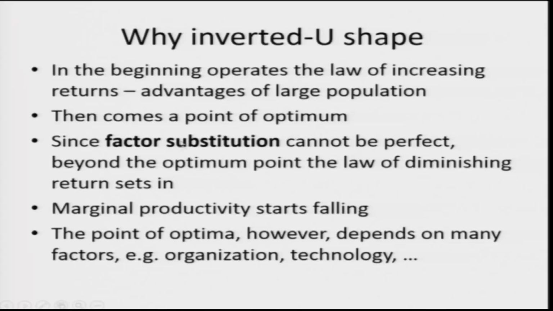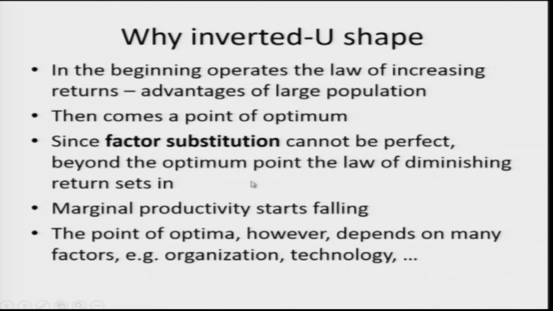For example, in basically a very low density desert area, if you increase population through fertility rise or through migration, that will be good for infrastructure building. So there are initially laws of increasing returns, and further growth of population is good. But then comes a point of optimum. Malthus was more worried about this part of the population development relationship.